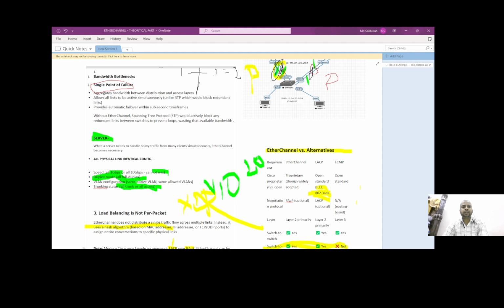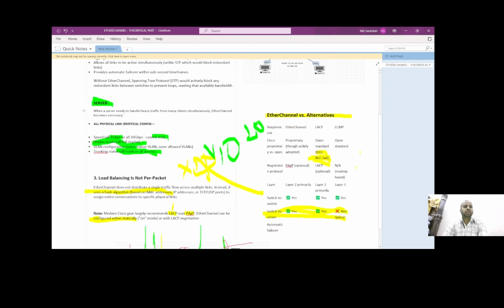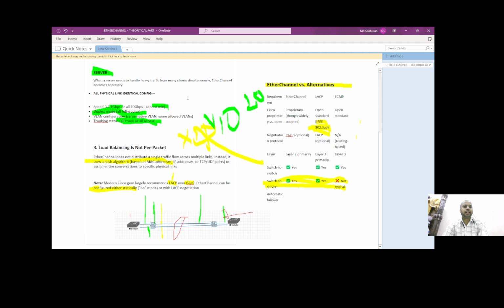Okay, and even for the server, you can see the server normally uses high data, high execution of the data. That's why any server needs higher bandwidth. For that, EtherChannel is very useful. Simultaneously, EtherChannel becomes necessary for the server. Physical links need identical configuration. What is the meaning of that? The physical link identical configuration means speed and all.